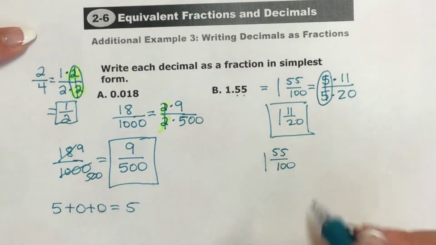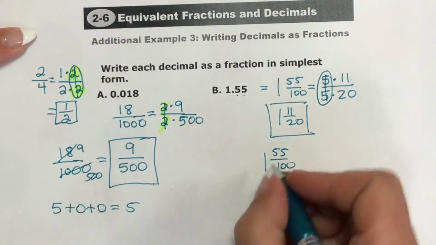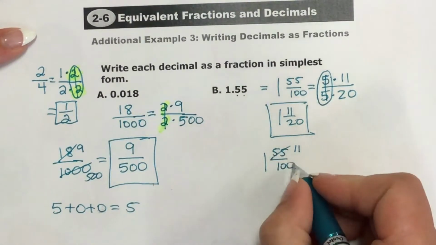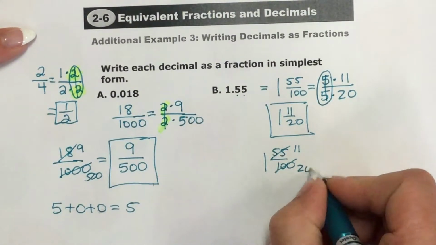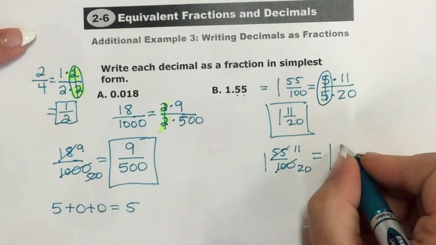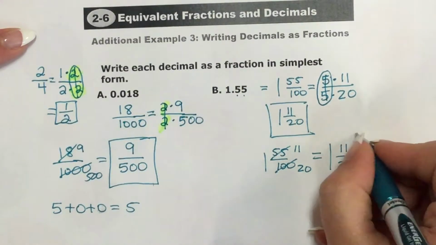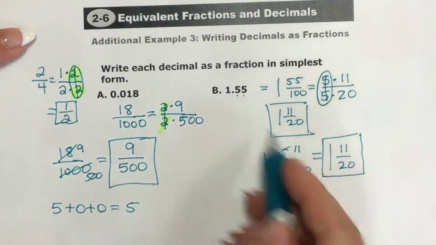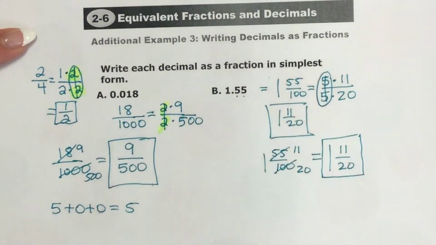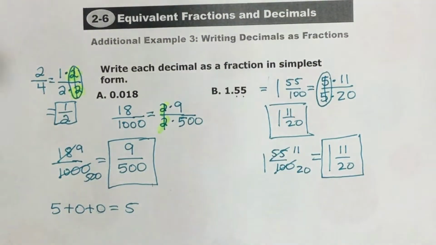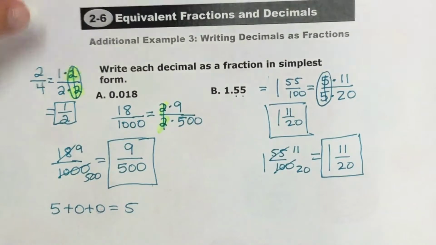I would say, hey, what number goes into both of those? 5 goes in. 5 goes into 55 11 times. 5 goes into 100 20 times. My answer is 1 and 11 20ths, like that. So you can do it either way, okay? But as you progress, this would be the way that you'd want to do it when you get into dealing with fractions in a higher level.